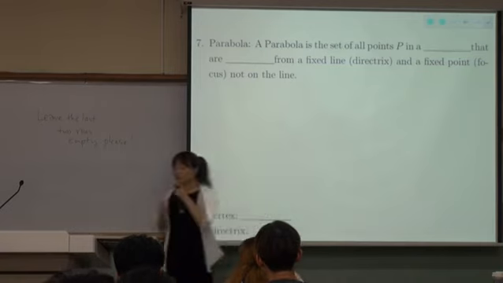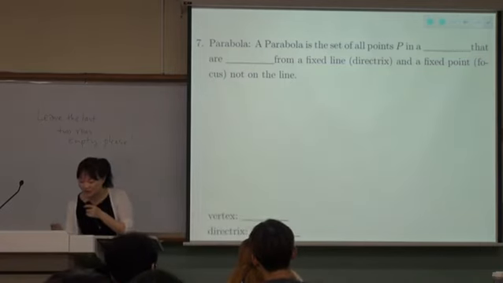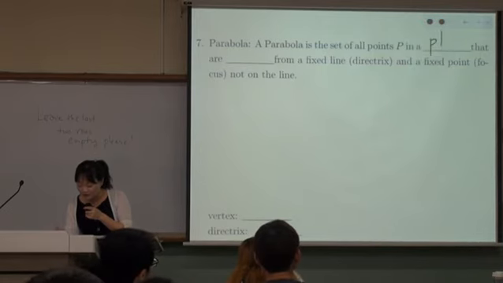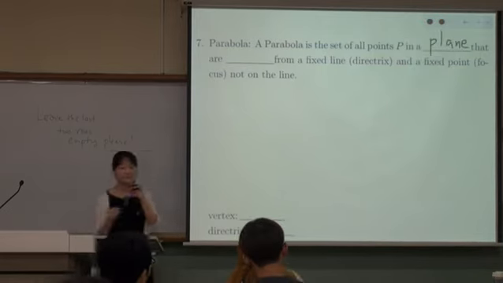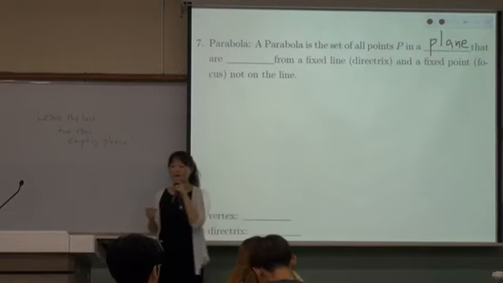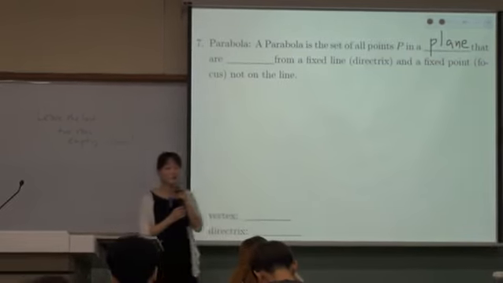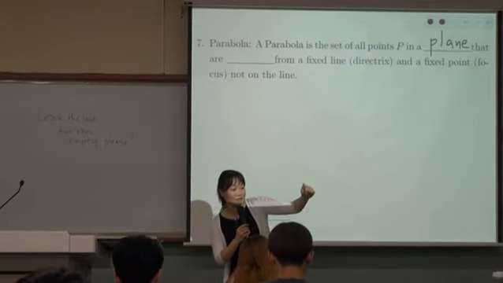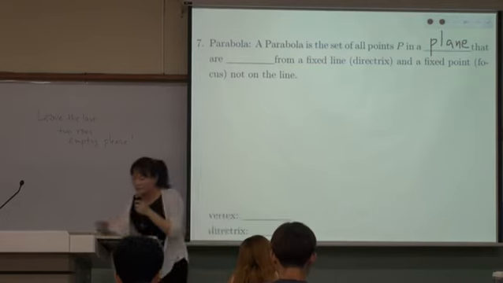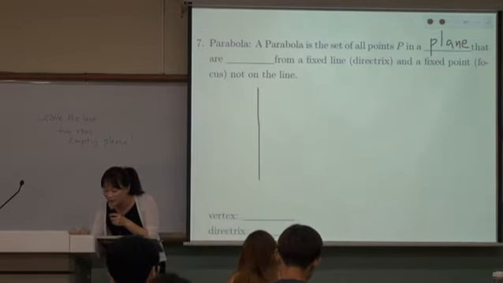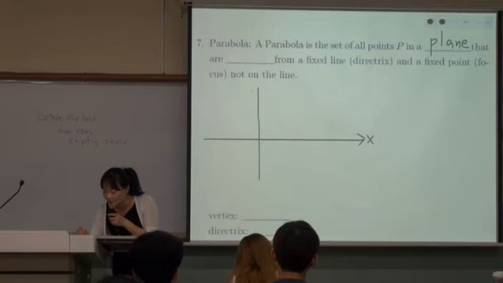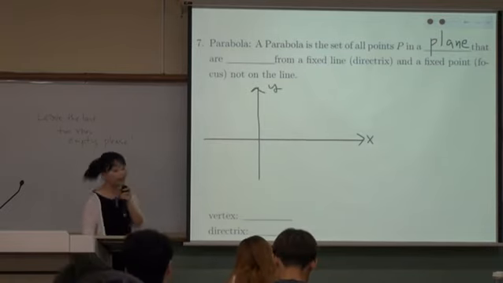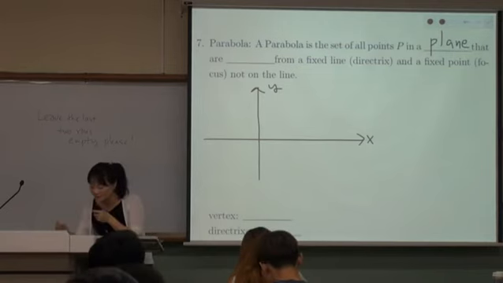A parabola is the set of points P in a plane. Okay, so the parabola is on a plane. Why is it on a plane? We cut the cone with a plane, so the intersection will be on the plane. The plane has x and y coordinates. Fine? So the parabola is on a plane.